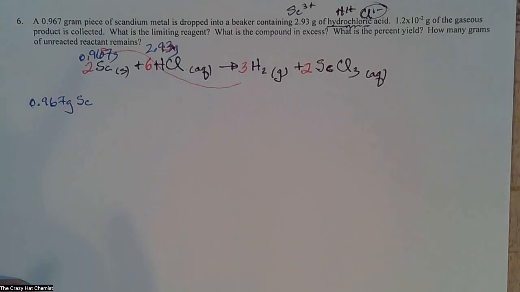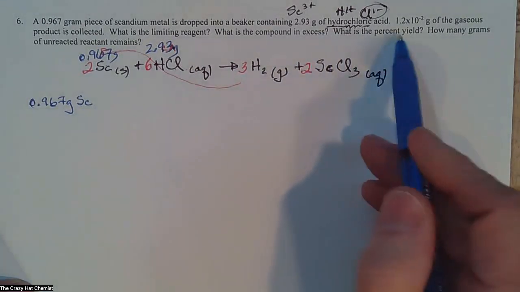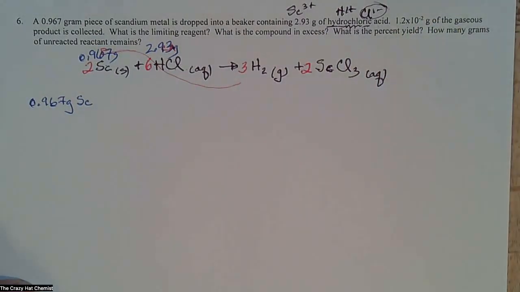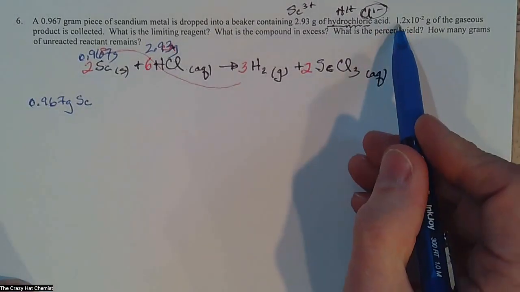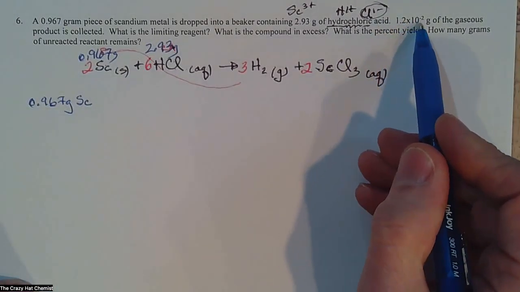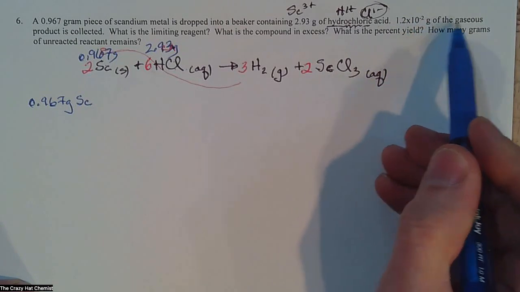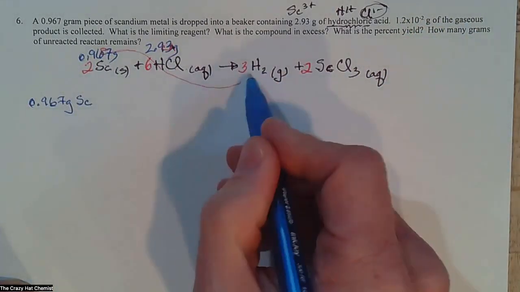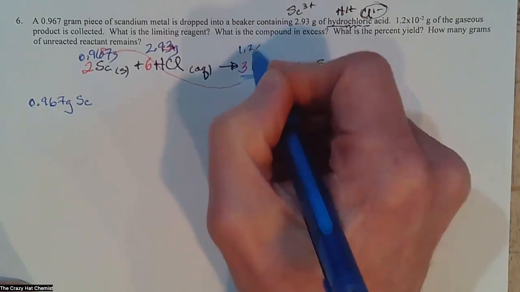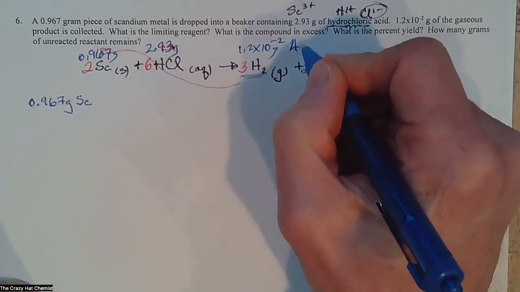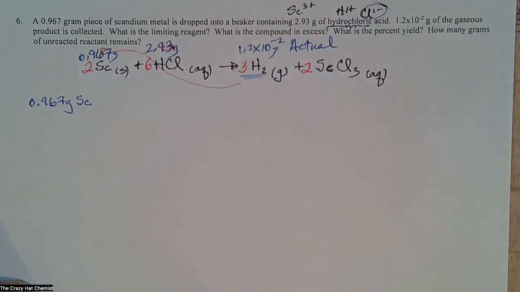Furthermore, I'm going to have to get a percent yield for this because it's one of the questions, but how do I know what to take these two reactants to? I'm going to look at this other number, 1.2 times 10 to the negative 2 grams of gaseous product. What's the gaseous product? That's right there, that hydrogen. This is 1.2 times 10 to the negative 2 grams. That is my actual value when I calculate my percent yield.